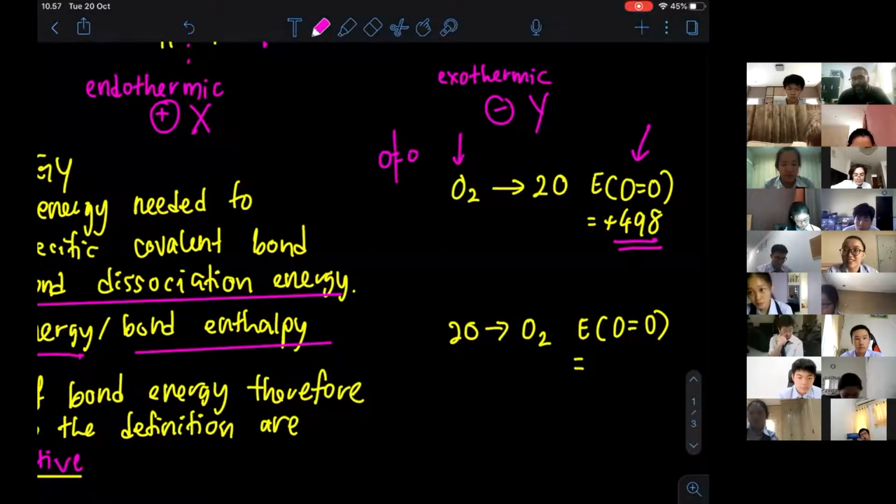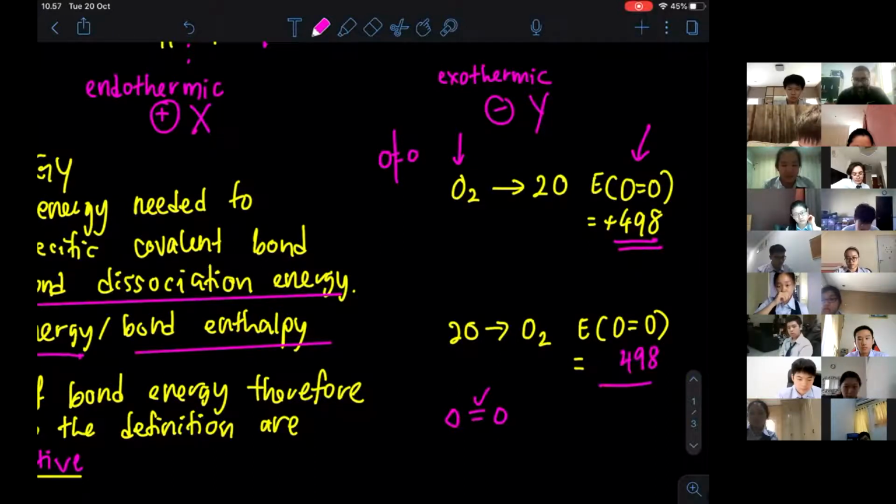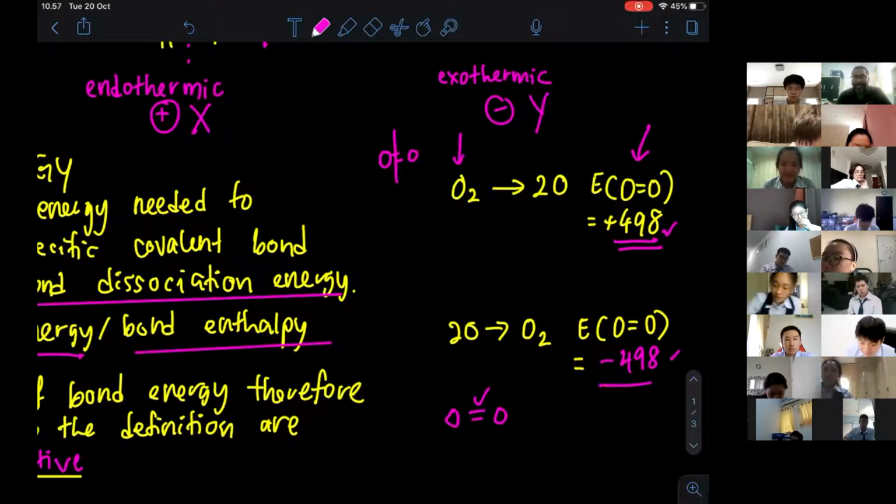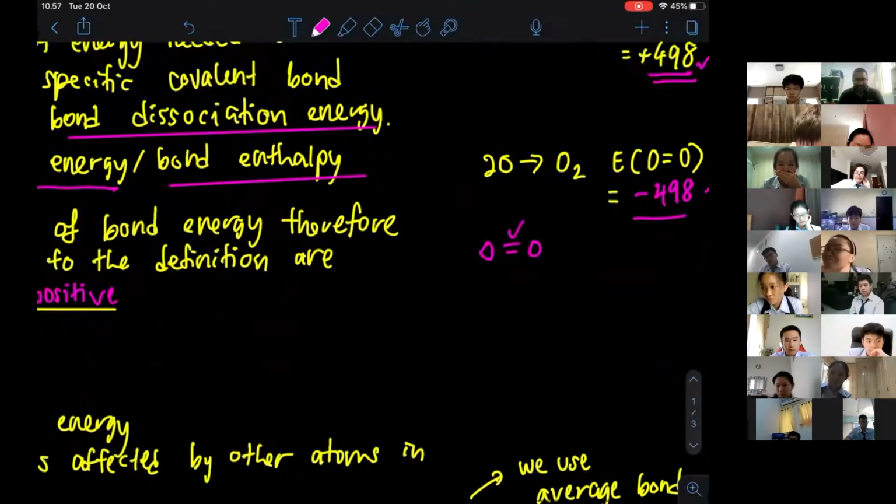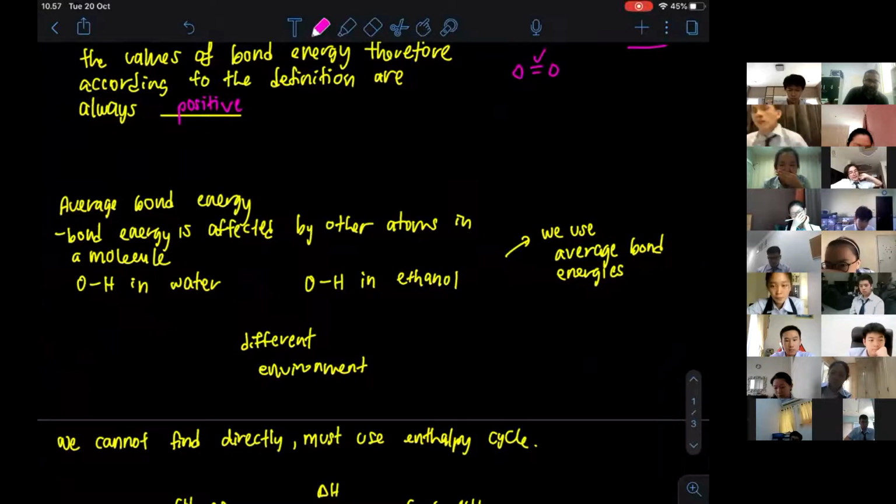But if I want to write down the second equation, 2O, they are going to form O2. So O and O are going to form a bond. So what is going to be the value? Of course, it's going to be 498, but what is the difference? Negative. Very good, negative. So take note, the value will be the same, but it depends on positive and negative. We can determine this: bond formation is always negative, bond breaking is always positive.